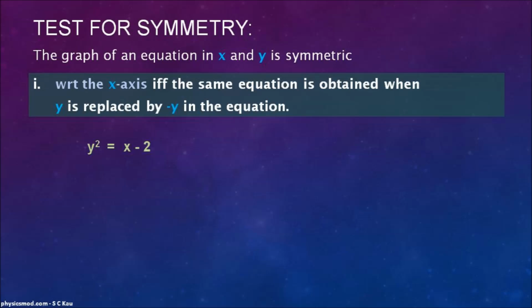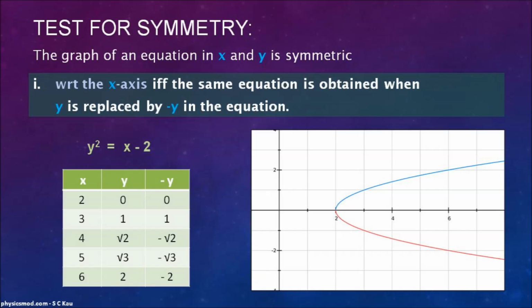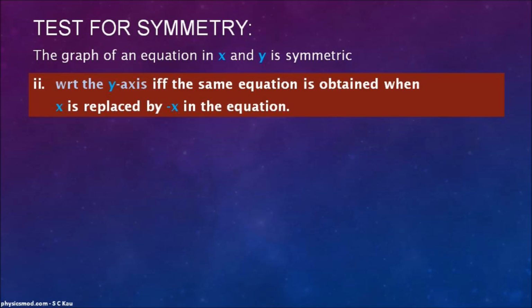For example, in this equation, y squared equals x minus 2, y can be positive or negative, but x is the same. So the parabola is symmetric with respect to the x-axis. This is the second theorem.